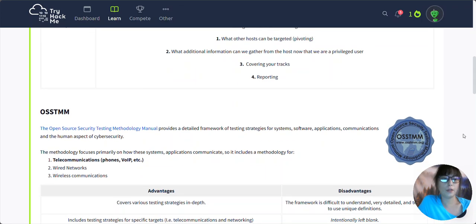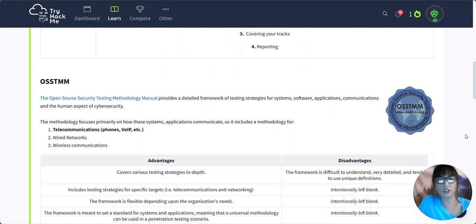OSSTMM. The Open Source Security Testing Methodology Manual provides a detailed framework of testing strategies for systems, software, applications, communications, and the human aspect of cybersecurity. The methodology focused primarily on how these systems and applications communicate, so it includes a methodology for 1, telecommunications, which are phones, VoIP, etc. 2, wired networks. 3, wireless communications.